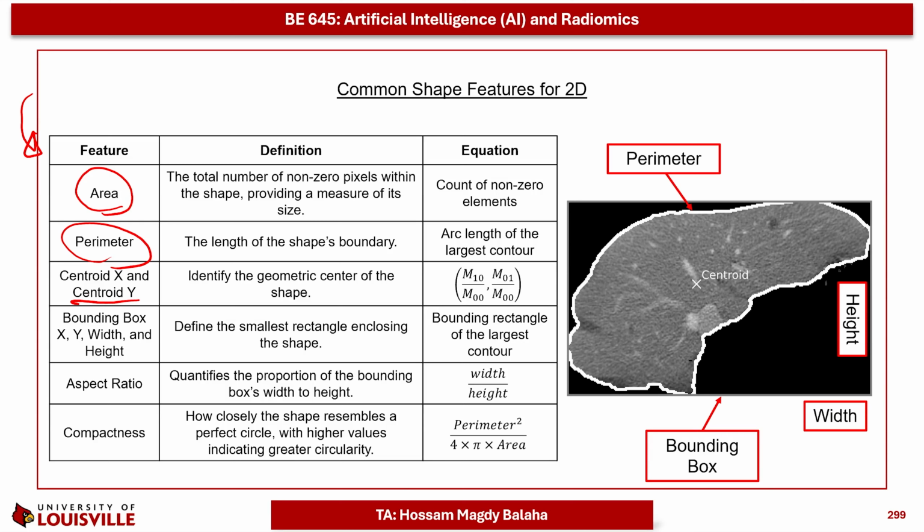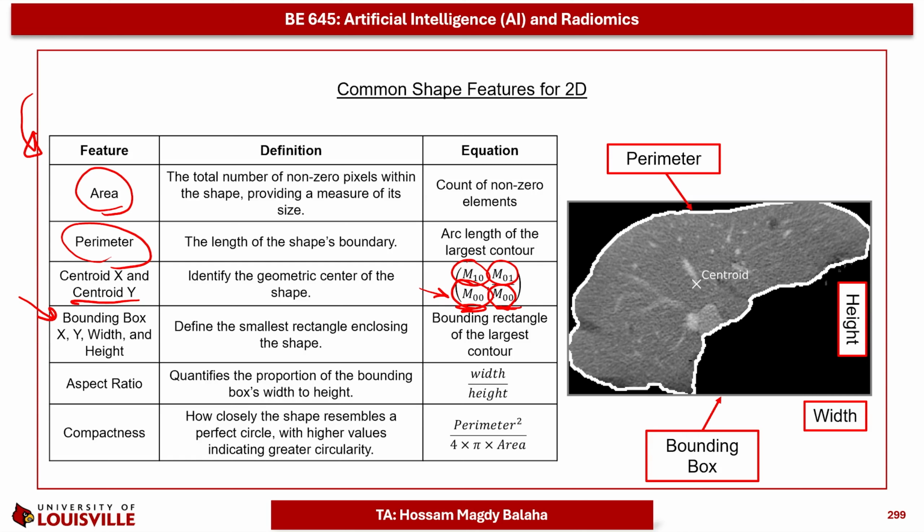Here we are identifying the geometric center of the shape by simply getting M10 divided by M00 so that it can be normalized, and here for Y, M01 divided by M00. So here we are getting the centroid X and centroid Y. Also, the bounding box X, Y, width and the height.